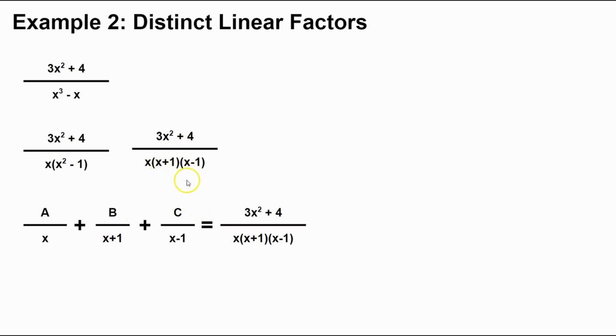So this time we have 3 distinct linear factors instead of 2, so we have a, b, and c to find out. So again, what do we want to do? We want to isolate the numerator. So how do we get rid of all this? We have to multiply by x, x plus 1, and x minus 1 for every single term.